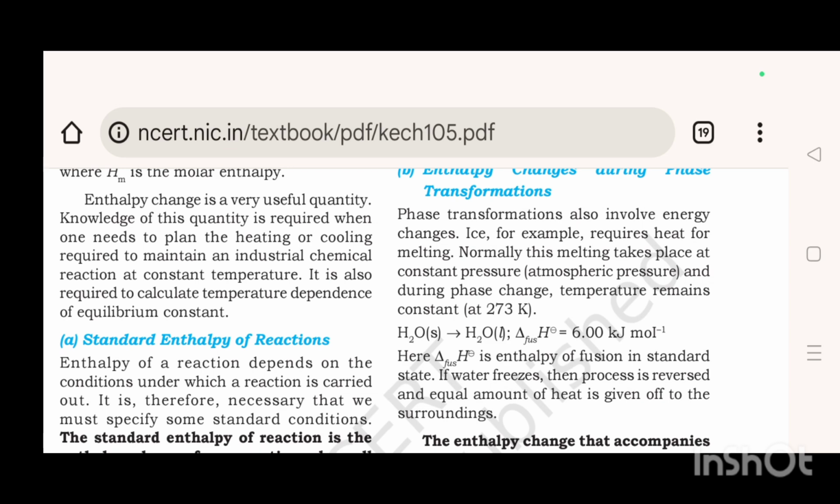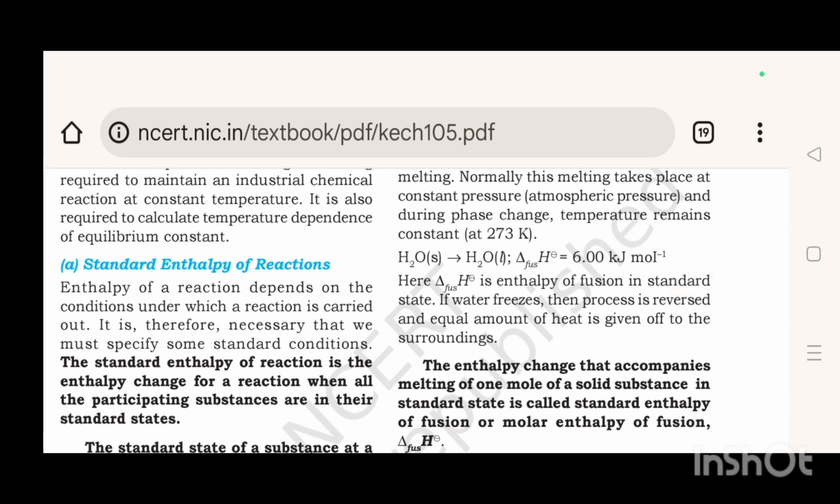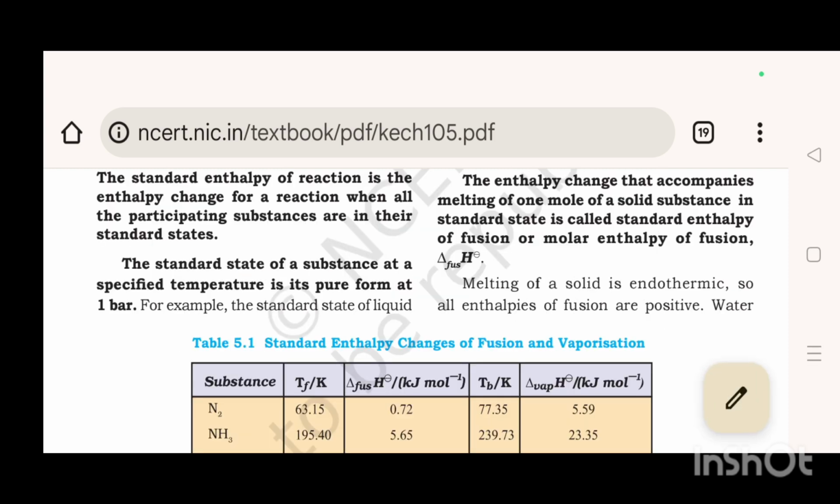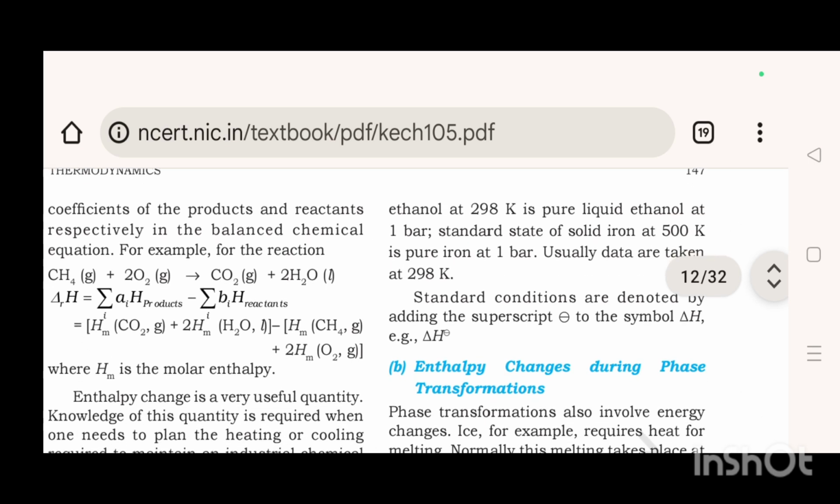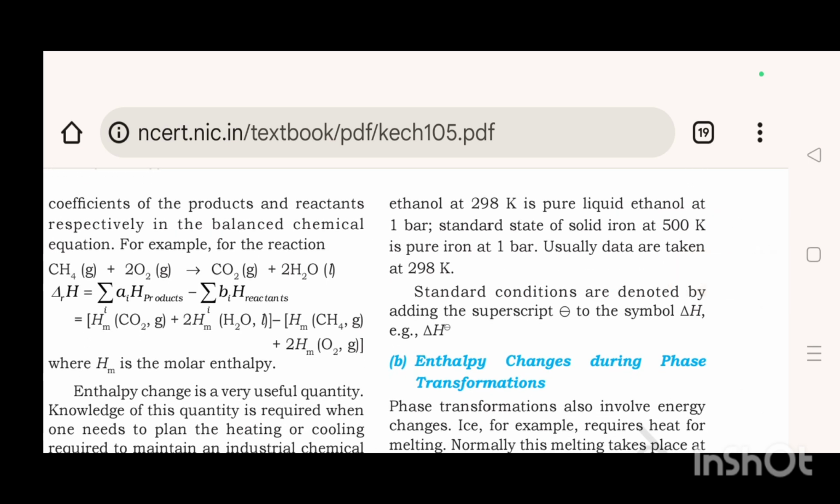Standard enthalpy of reaction. The enthalpy of reaction depends on the conditions under which a reaction is carried out. It is therefore necessary that we specify some standard conditions. The standard enthalpy of reaction is the enthalpy change for a reaction when all the participating substances are in their standard states. The standard state of a substance at a specific temperature is its pure form at 1 bar. For example, the standard state of liquid ethanol at 298 Kelvin is pure liquid ethanol at 1 bar. The standard state of solid iron at 500 Kelvin is pure iron at 1 bar. Usually data is taken at 298 Kelvin. Similarly, standard conditions are denoted by adding the superscript to the symbol delta H.